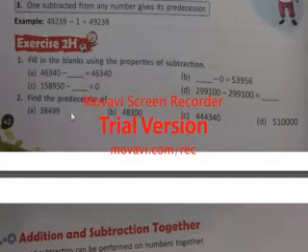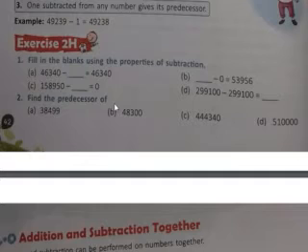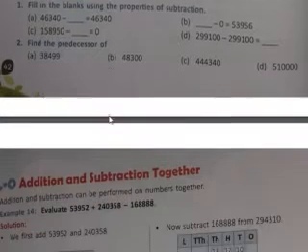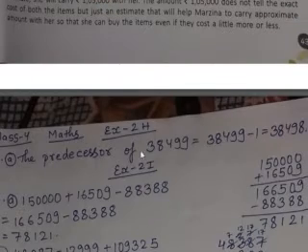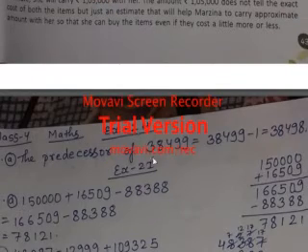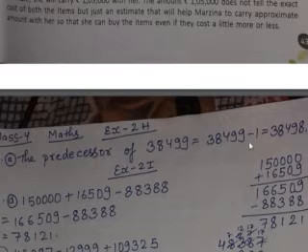And now here it is about find the predecessor of. Already I had said when you have to find the predecessor, you have to subtract 1. And the language, how you will be writing, as you can see I had written over here. In this way you will be writing: the predecessor of 38,499 is equal to 38,499 minus 1 is equal to 38,498. When you will subtract 9 minus 1, it will become 8 and all will remain same. I hope all of you are understanding. So in this way we had completed exercise 2H.